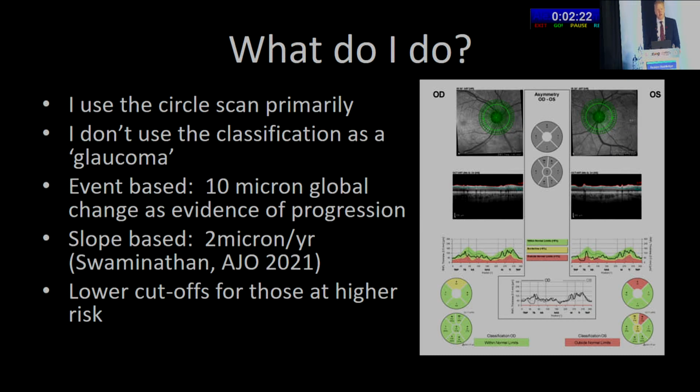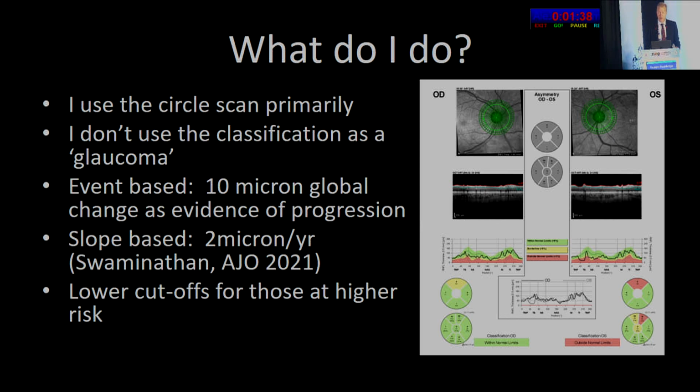So what do I do? I typically use the circle scan. It's just simple for my clinic, when I'm seeing 50 to 60 patients a day, to have the technicians doing the same type of test for every patient. This is a patient, for example, who's got one eye that looks normal, one eye that's outside normal limits. And I use an event-based way of determining whether they're progressing, and I use a 10-micron change from baseline versus current. So when I review my OCTs, I write down whether it's abnormal or normal, what the thickness measurement is, and what the baseline measurement is.